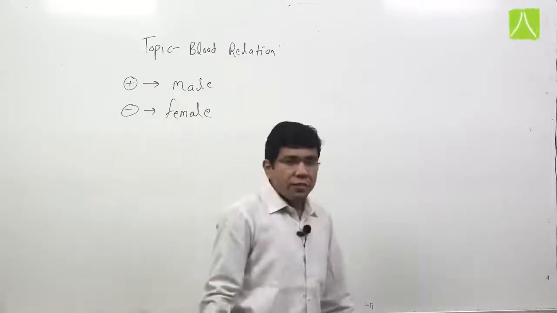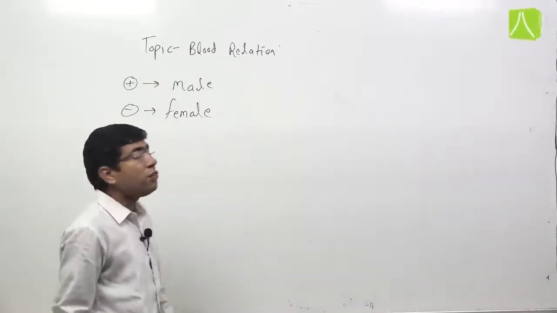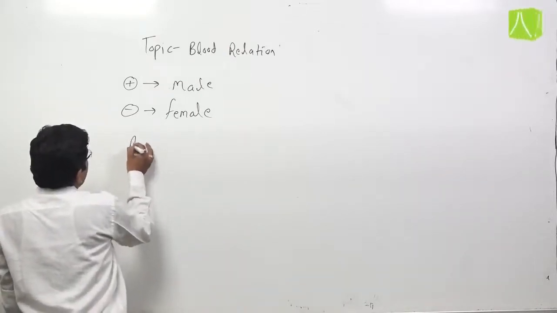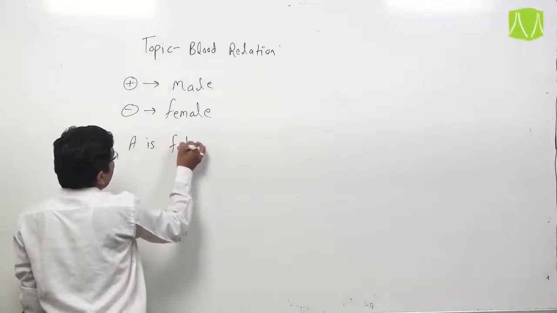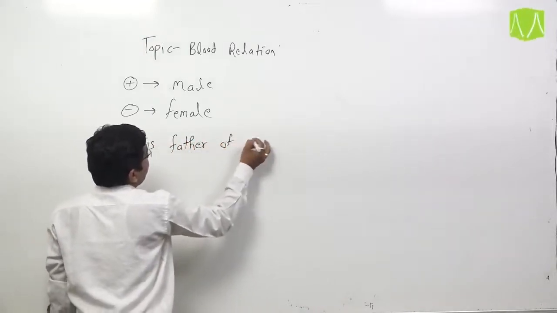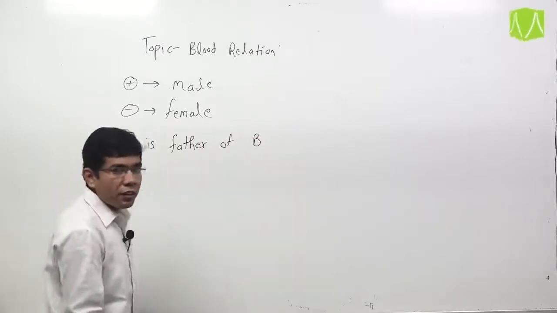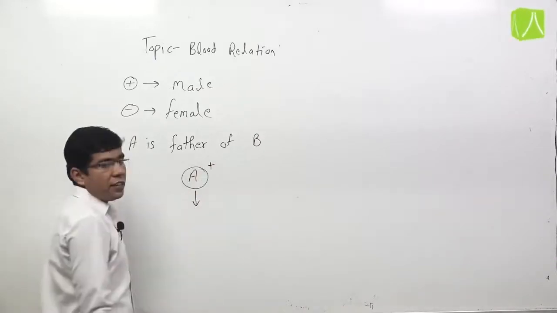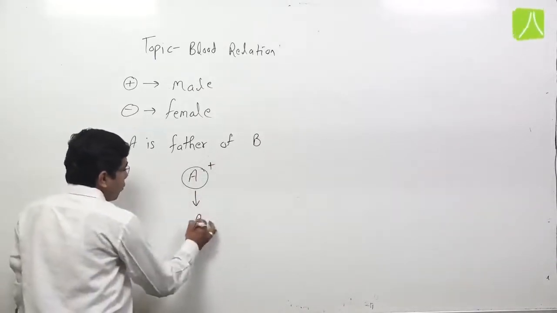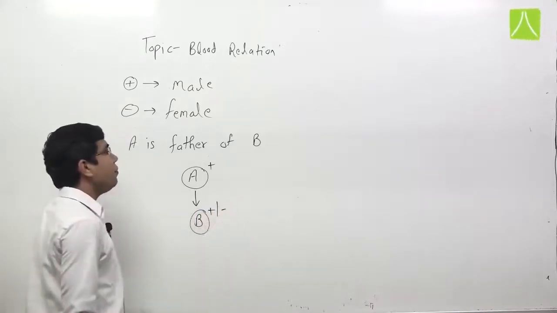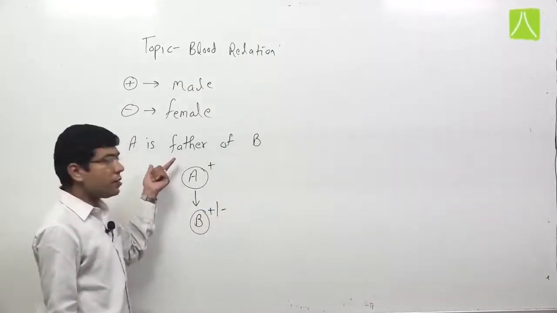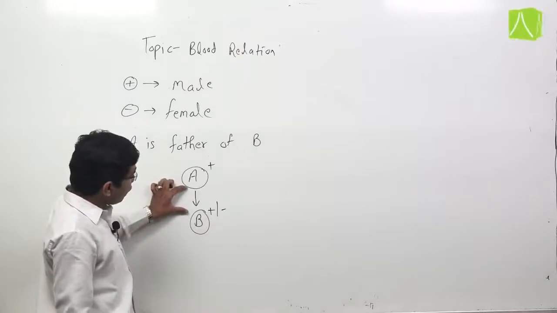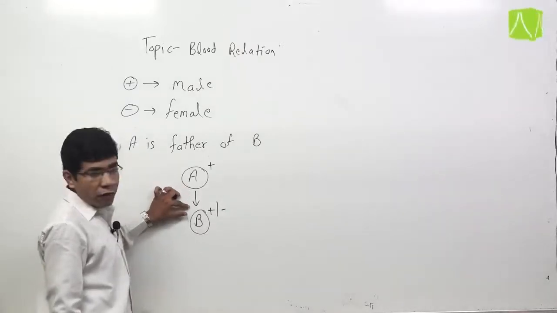This topic runs totally on the basis of generations. Suppose the statement is A is father of B. A is father of B means the gender of A is clear, male. Now the gender of B is not clear with the help of this statement. B is either son or daughter of A. But the one generation gap is denoted by one downward arrow.